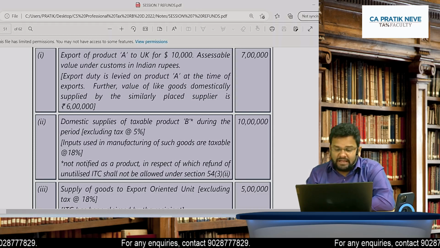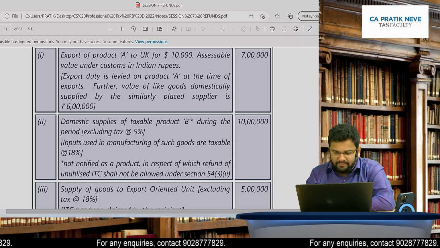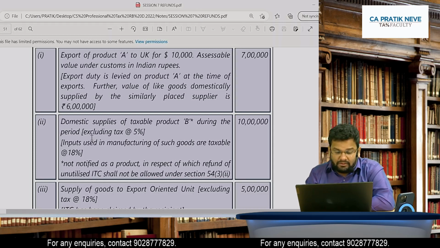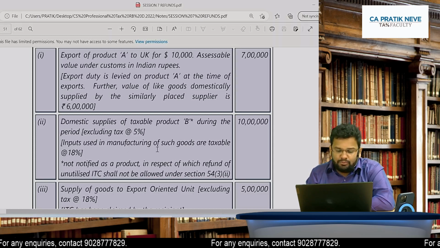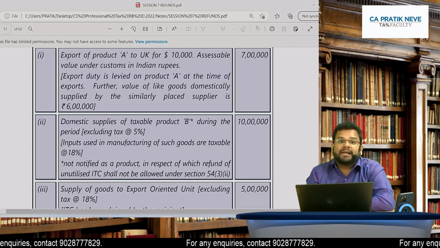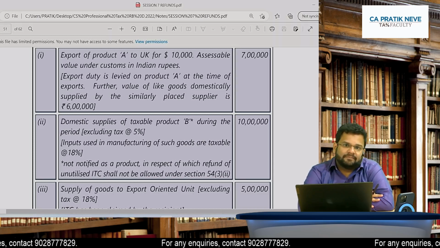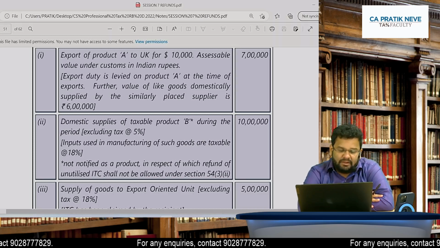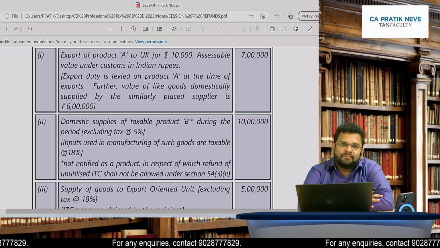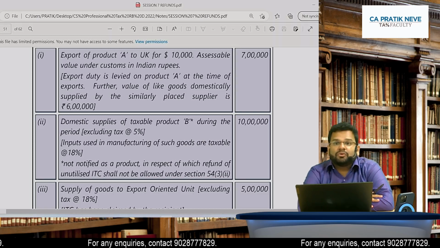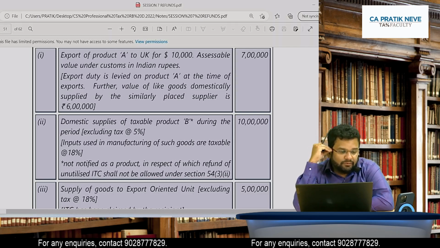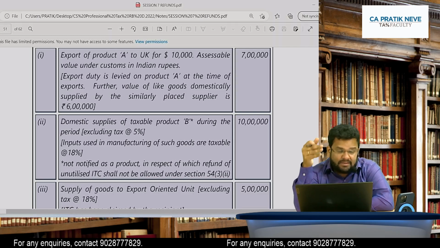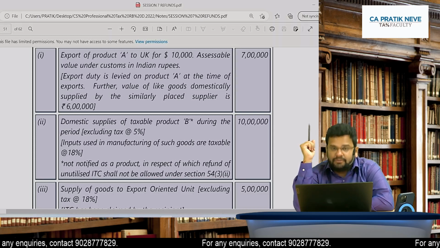Domestic supplies of taxable product B, okay, the outward supply, if you see that, 5%, and inputs used in manufacturing of goods are taxable at 18%. So this is an inverted duty structure. Yes, no, all of you? Can you claim refund in this case as well? Yes. Please try to find out how much.